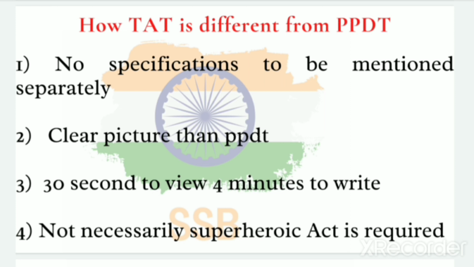Just think about it. When in 30 seconds you are given to view a picture, take the picture in your mind. Think what you can write logically. Think of a theme that you can write logically and then write the story. Basically, you don't have a problem in perceiving it because TAT pictures are much clearer than the PPDT pictures.